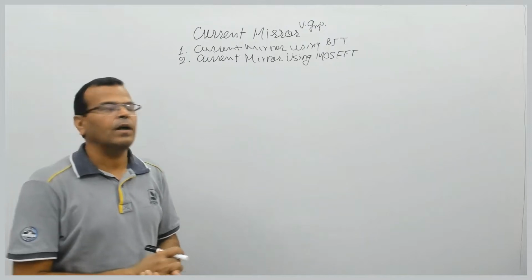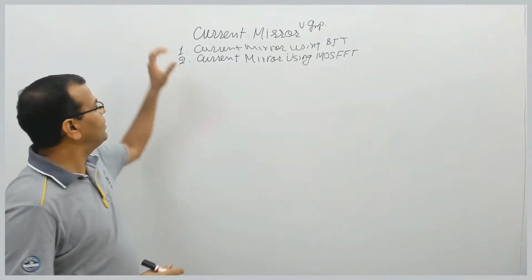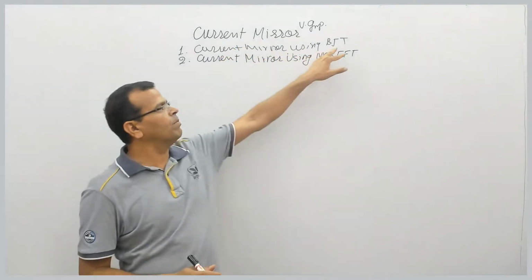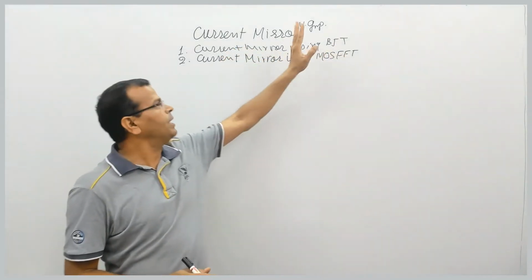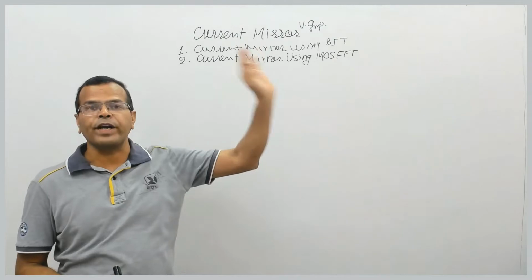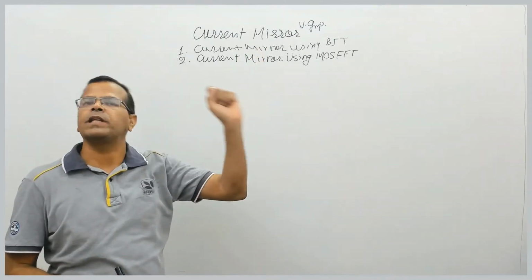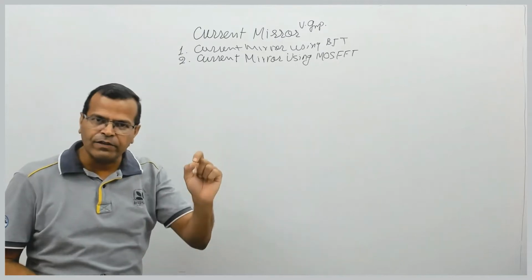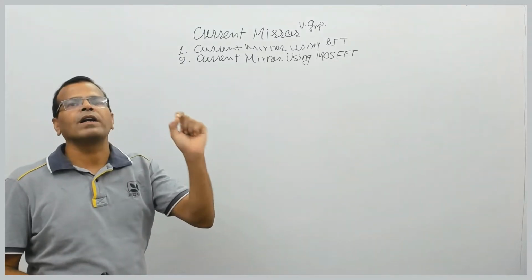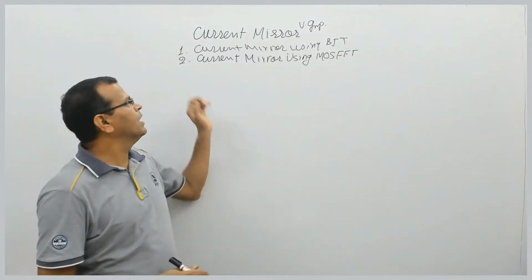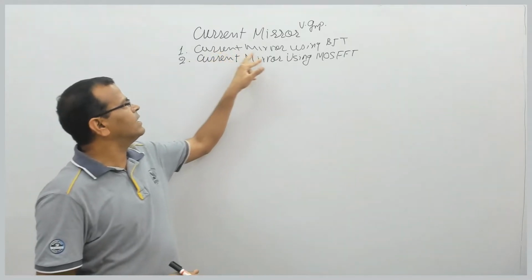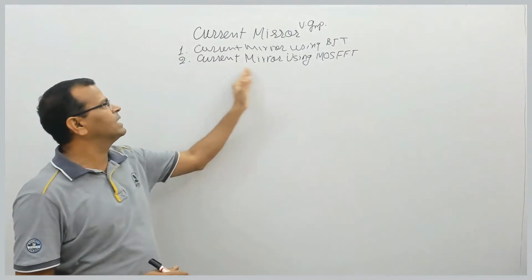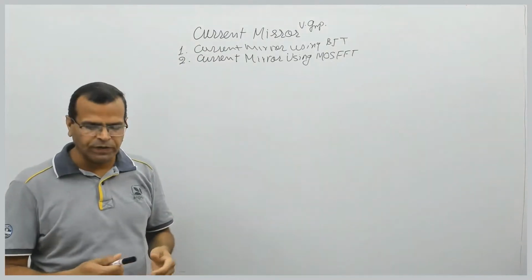Hello friends, in a previous video we have seen the current mirror circuit using BJT. I repeat, current mirror circuit is very important for all the exams, that is for GATE, for engineering services, pre and mains, for civil services exams and for different public sector exams. So I have already discussed the current mirror using BJT in my previous video. So now we will be discussing the current mirror using MOSFET.